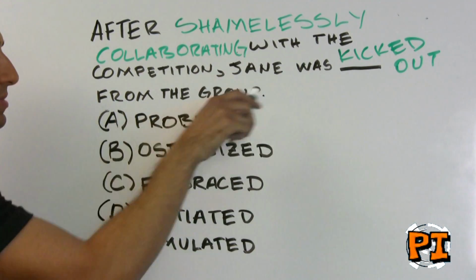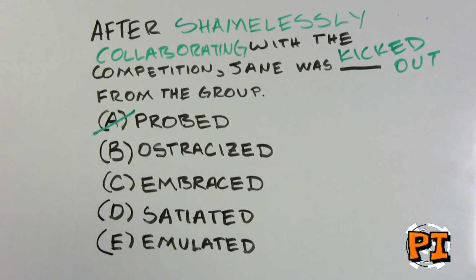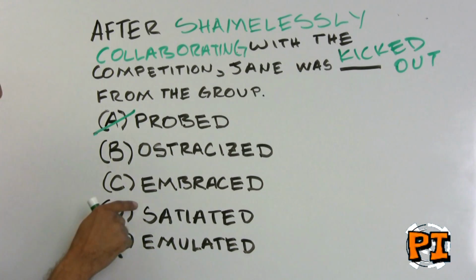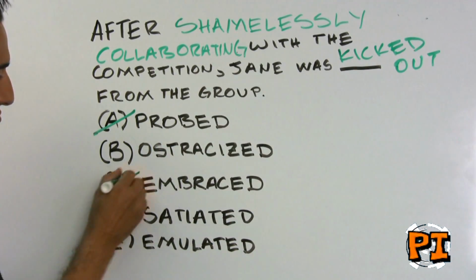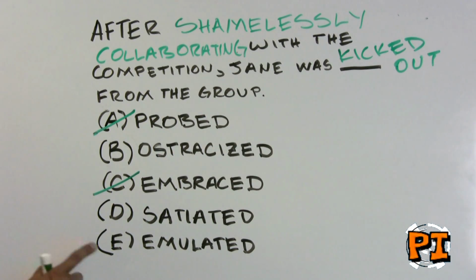Does probed mean kicked out? No. Does ostracized mean kicked out? If you don't know what ostracized means, you've got to leave it alone. Does embraced mean kicked out? No. Does satiated mean kicked out? If you don't know what satiated means, you leave it alone. Does emulated mean kicked out? No. One out of two answer choices. Ostracized means kicked out, or actually to be removed from a group. Satiated, we don't know what it means, for example. So in this case, ostracized, answer choice B, is the right answer.